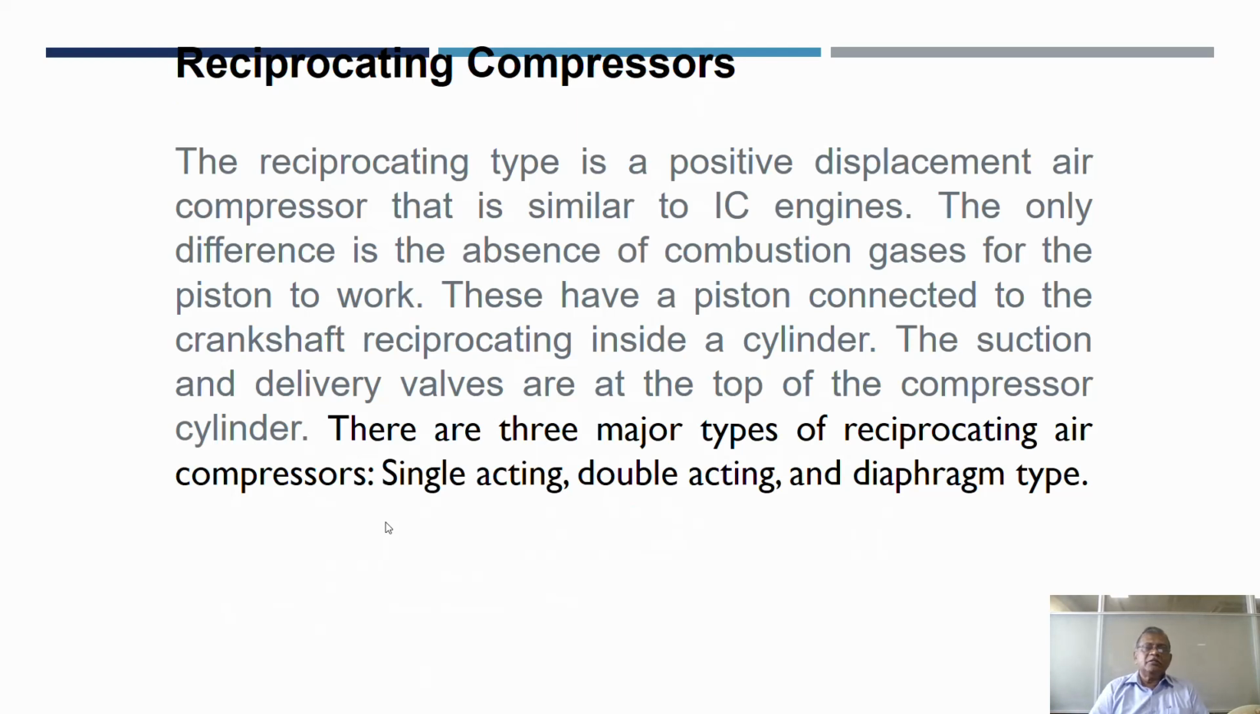A reciprocating compressor is a positive displacement air compressor that is similar to an IC engine, that is internal combustion engine. The only difference is the absence of combustion gases for the piston to work. These have a piston connected to the crankshaft reciprocating inside the cylinder. The suction and delivery valves are at the top of the compressor cylinder. There are three major types of reciprocating air compressor: single acting, double acting, and diaphragm type.